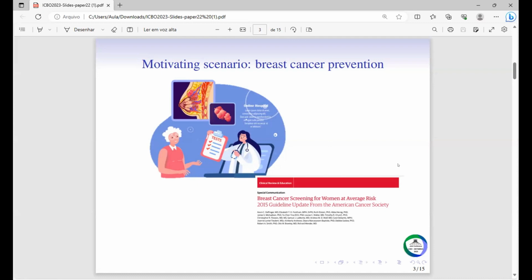Our first ontology represents the knowledge about the guides of recommendation for breast cancer in women at average risk created by the American Cancer Society. Many institutions have created guides of these types. We use the recommendations of the ACS as a case study. As you will see, our ontology can be extended or created for other organizations. Now I'm going to explain the recommendations of this guideline with a diagram.